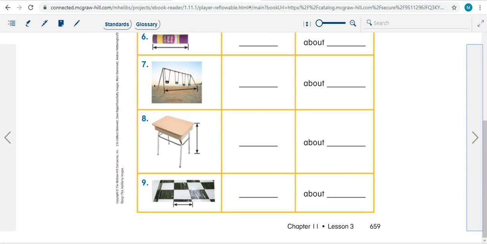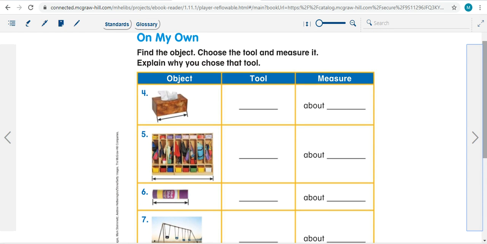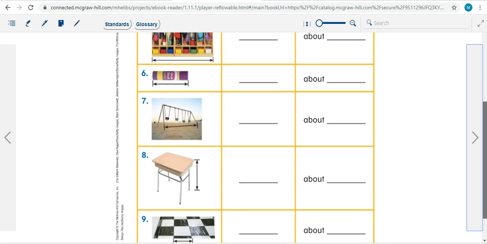Remember, if the object is small, you will use an inch ruler. If the object is a little bit longer, you may use a yardstick. But if the object is very, very big, you may use a measuring tape. So remember, on this column, we are going to write the tool, and on these, we are going to estimate about how long the object is.